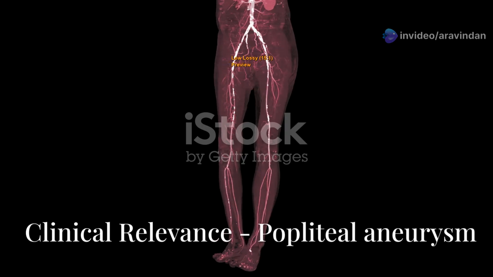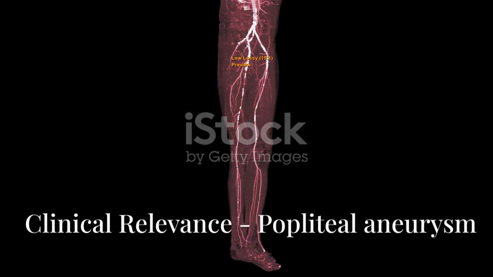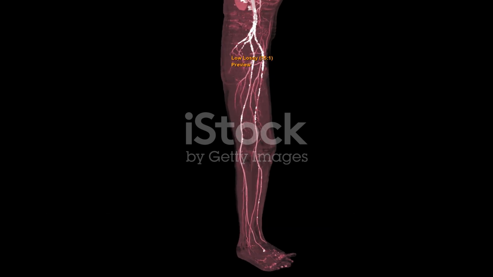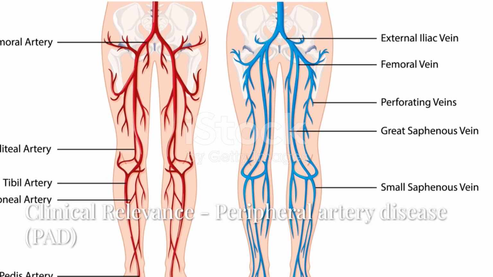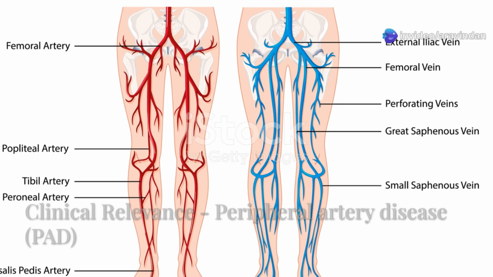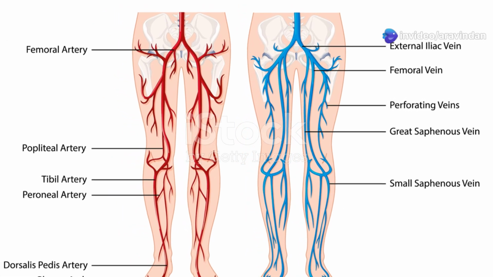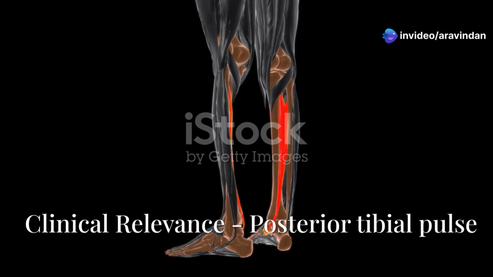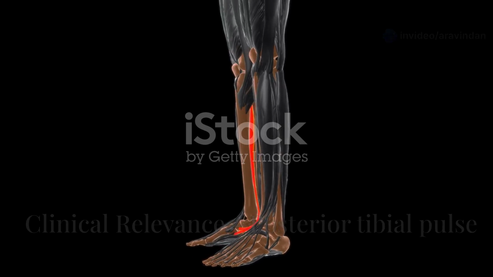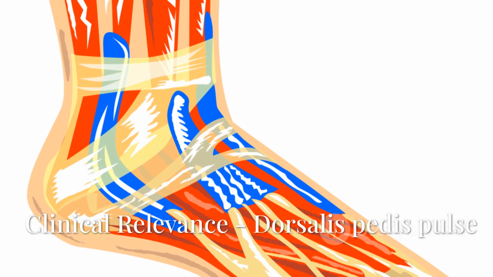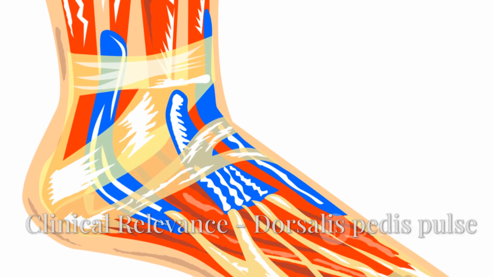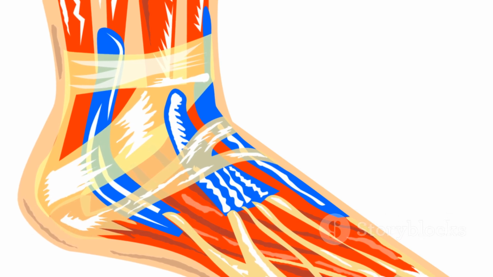Clinical relevance. Popliteal aneurysm may compress the tibial nerve, leading to pain or foot drop. Peripheral artery disease, or PAD, often affects the popliteal or tibial arteries. Posterior tibial pulse is palpable behind medial malleolus. Dorsalis pedis pulse is palpable on top of foot, lateral to extensor hallucis longus.